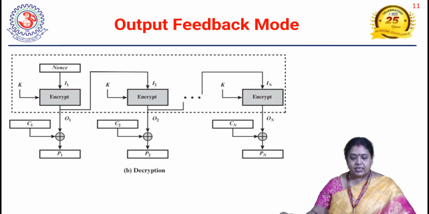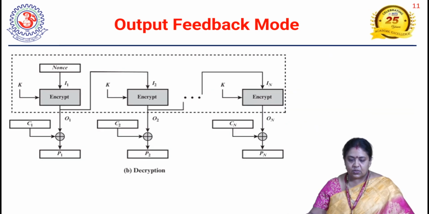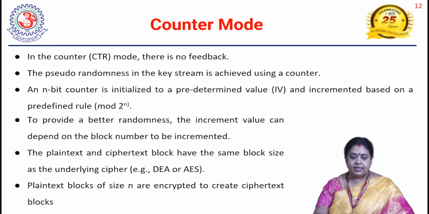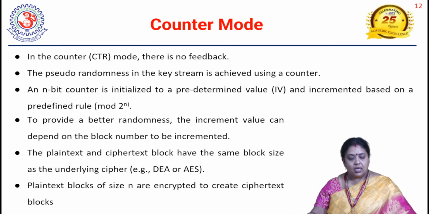Coming to the decryption process, in the decryption process also we are going to perform the encryption only. Same scenario, but here the output of the encryption is XORed with cipher text in order to get the plain text, whereas in encryption it is XORed with plain text. That we call the output feedback mode. And finally the last mode is called the counter mode.